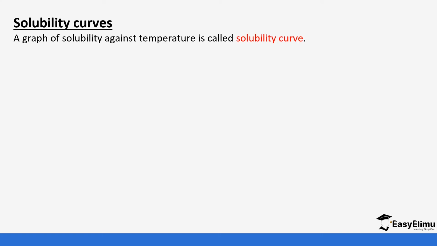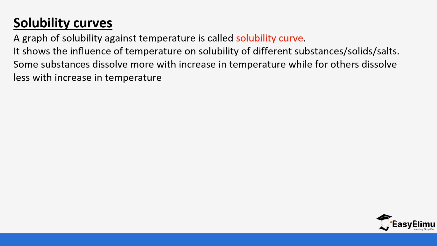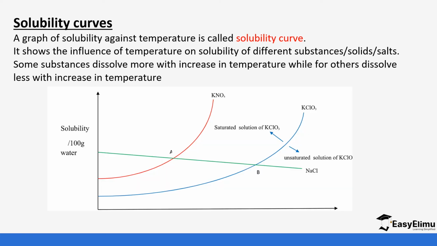So when we talk about solubility, we represent this information in a curve known as a solubility curve. The graph of solubility against temperature is called the solubility curve. So from the word, you know it's a curve. It's not a straight line, it's a curve. And then it shows the influence of the temperature on solubility of different substances. This can be in solids or salts. Some substances dissolve more with increase in temperature, while others dissolve less with increase in temperature. We have just discussed that.